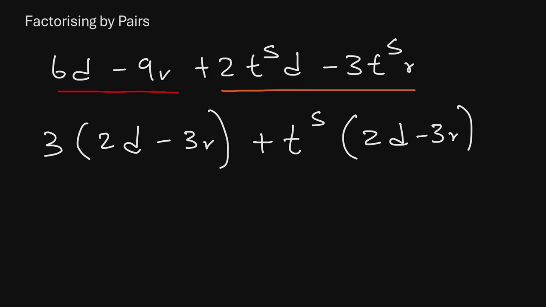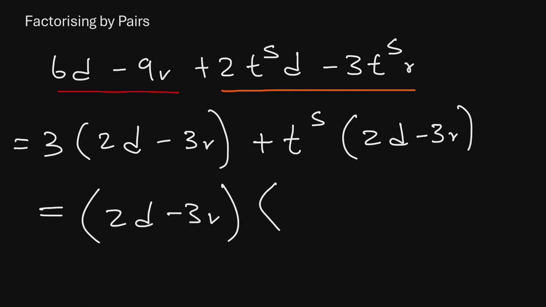Now, if you look at what we have, always when we are factorizing by grouping pairs, we will have a common factor in the brackets that we have opened. If you look at this bracket here, we have 2d minus 3r, and then also on this bracket, we have 2d minus 3r. So that is our common factor in the bracket. Now we're going to take that bracket as a common factor. We say now the common factor is 2d minus 3r, and then we open the bracket.